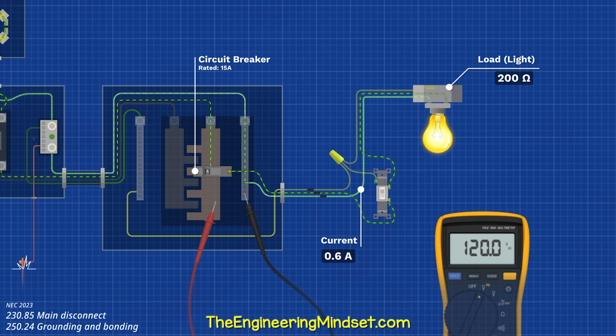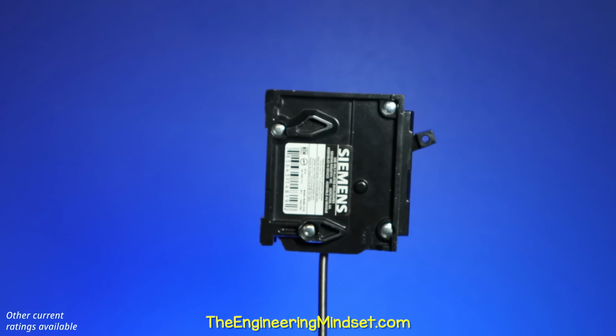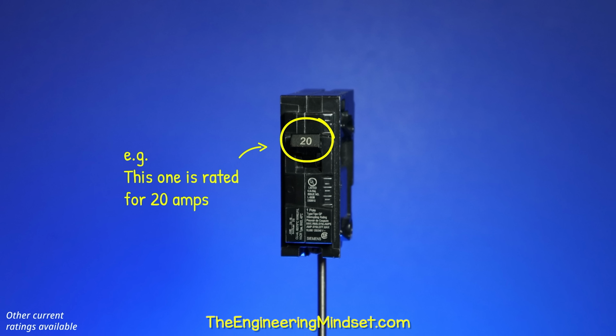The resistance of the lamp limits the current flowing in the circuit, and so only a small current will flow. This is much less than the rating of the circuit breaker, so it will not trip.